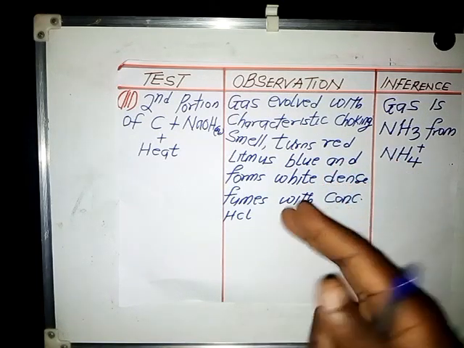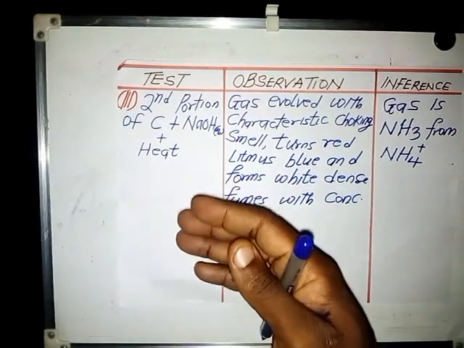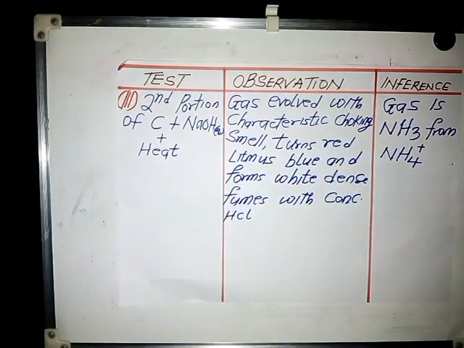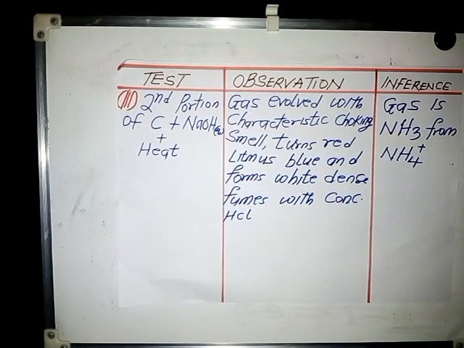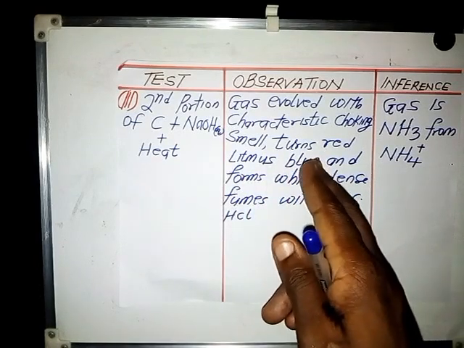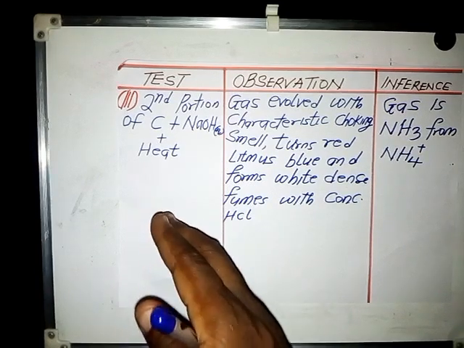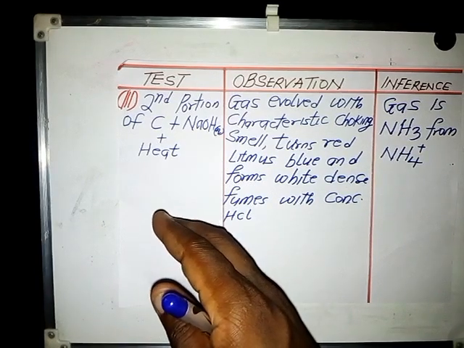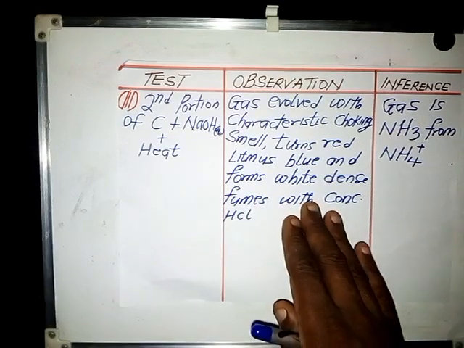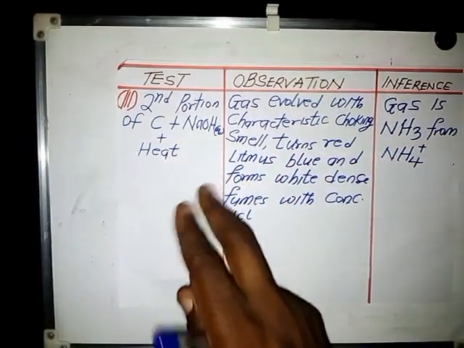So take note, I added these parts. I did not add them in the test, just in case after heat they might tell you, okay, test with litmus paper. So here I can put plus litmus paper. Then before I put that it turns red litmus paper blue. They may also say, okay, test with conc HCl stopper. You can also put the information here. Then before you write the observation, then this will be the inference. That is for the second portion of C.